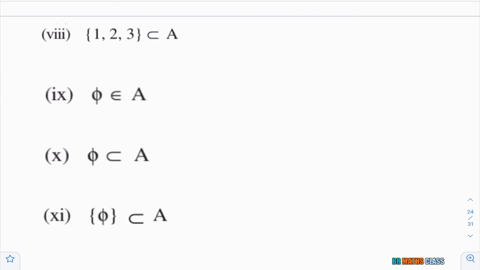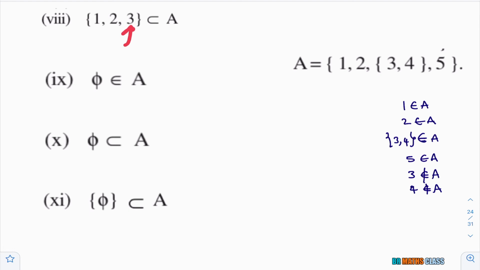Now you observe this one. This is one set, this is another set. Subset symbol is there. Subset means what? All the elements present in this set are present in A. Then we say that this set is subset of A. Here you see the element 3. 3 is present in this set. Is 3 there in set A? Look here, I written here, 3 does not belong to set A.